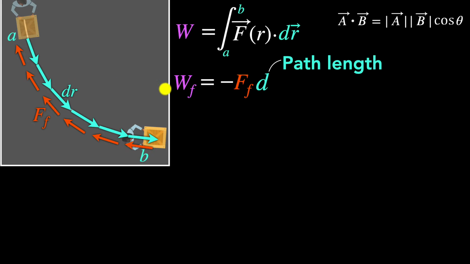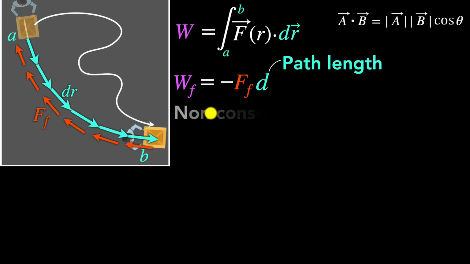And now we have the same question. Do you think the work done by friction along this path is the same as along this path? Again, great idea to pause the video and think about it. Alright, we are seeing over here that the work done by friction depends on the path length. If the path length is different, which is clearly the case over here, then the work done would be different. And therefore, we'll call friction a non-conservative force because the work done by it depends on the path. So non-conservative forces are the forces whose work done depends on the path taken.